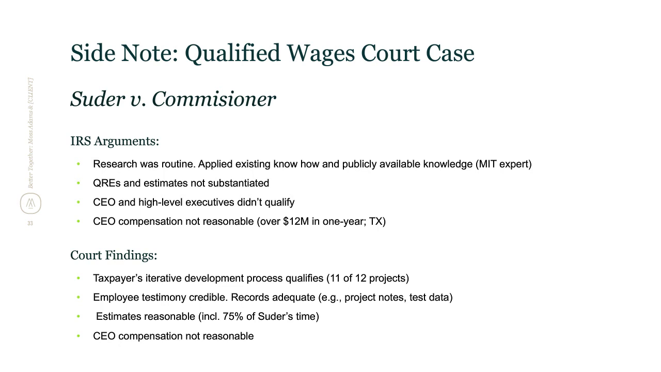So that was one line of arguments that the IRS made. Second line of argument was that the QREs and estimates were not properly substantiated. They didn't like the use of estimates. They said they weren't legitimate. The third line of attack is that the CEO doesn't qualify, the high wage executives, they don't qualify. And they also argue that the CEO's compensation was not reasonable. In this case, the CEO's compensation in 1 year alone was over $12 million. And I have to point out that they lived in Texas.